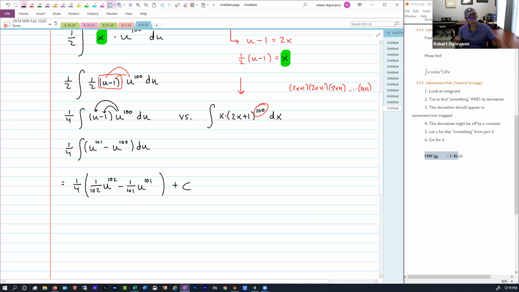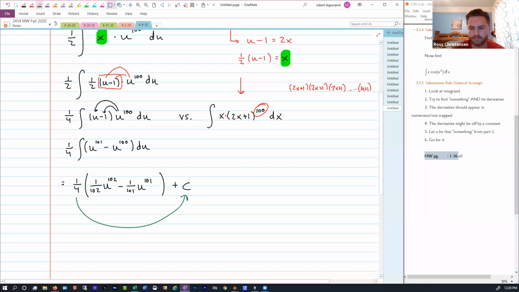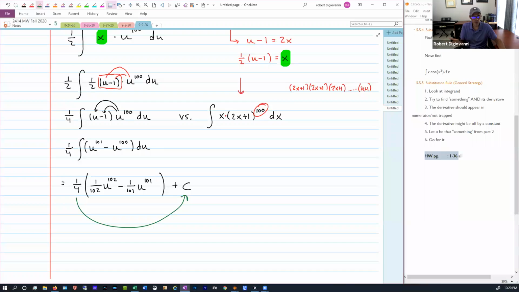Plus c. Now you notice, Ross, that I did the plus c off to the side, but I still have that 1/4 out in front and everything in parentheses. I have had students ask me before, does that 1/4 need to pass through to the c? No, because 1/4 of a constant is still a constant. It doesn't change it.